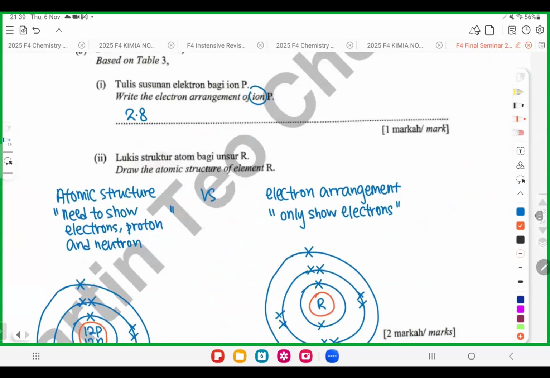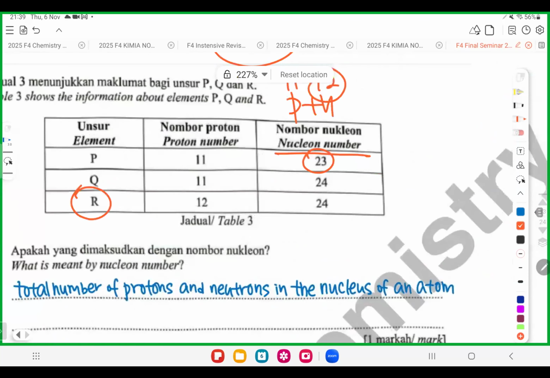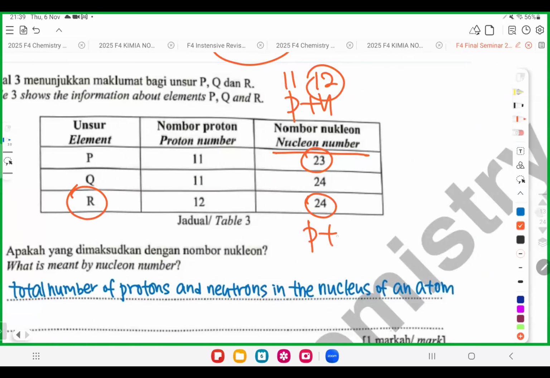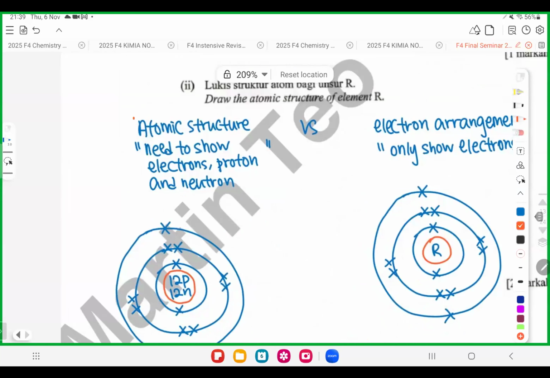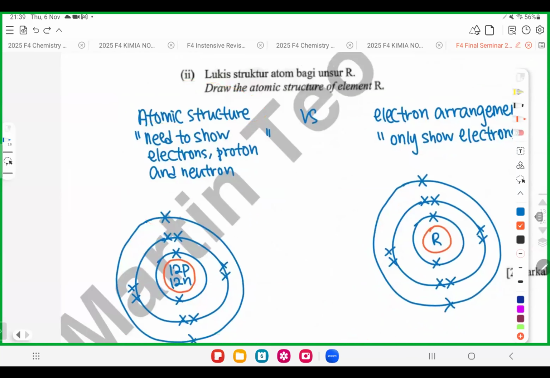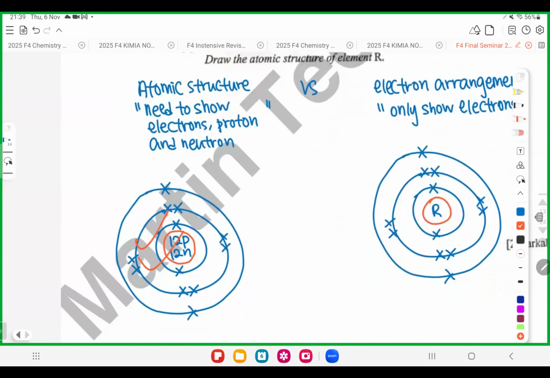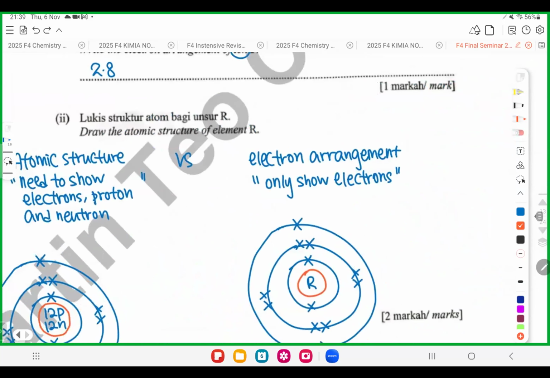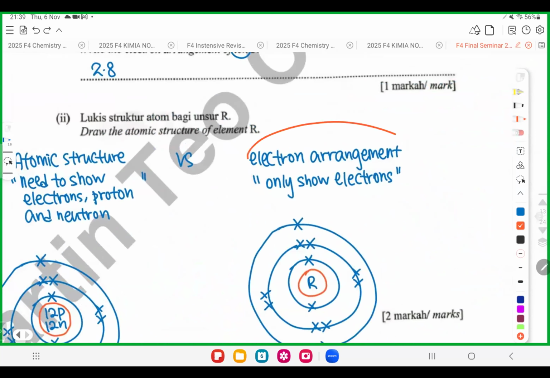Sorry, the R is here. R is 24. So 24 is protons and neutrons. Protons are 12, so to get 24, the neutrons must be 12. So you need to tell the examiner the atomic structure has electrons, protons, and neutrons. But if the question asks you to draw the electron arrangement of element R, then for electron arrangement, you only need to draw the electrons.